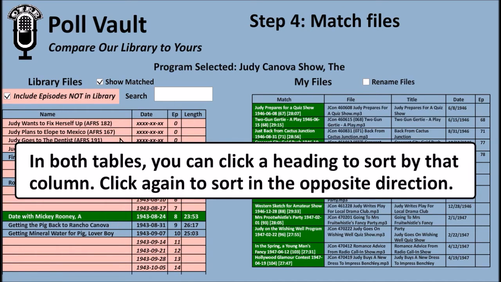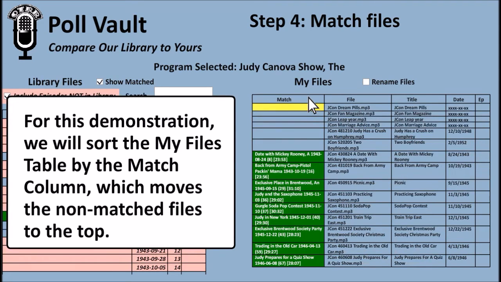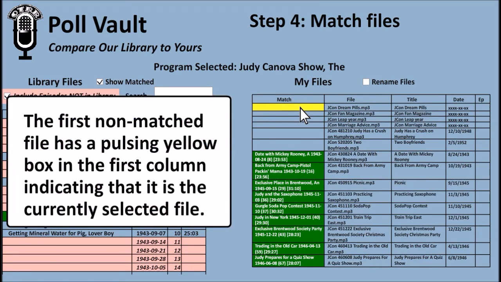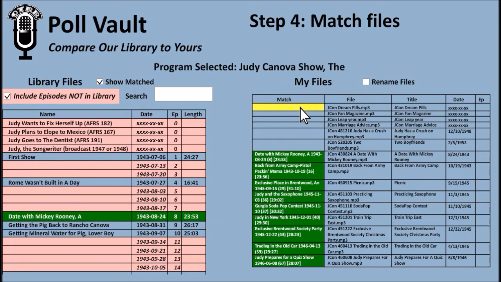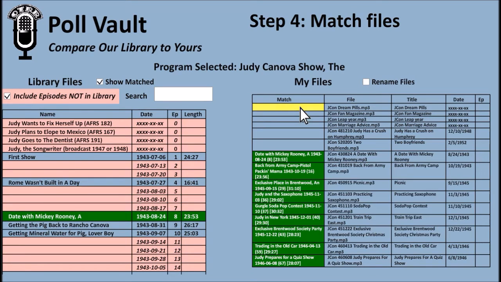In both tables, you can click a heading to sort by that column. Click again to sort in the opposite direction. For this demonstration, we will sort the My Files table by the Match column, which moves the non-matched files to the top. The first non-matched file has a pulsing yellow box in the first column indicating that it is the currently selected file. To match the file, we just need to click a row in the library table.